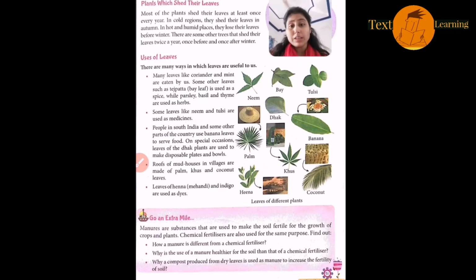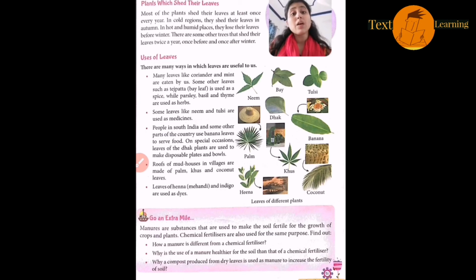For some other leaves such as tejpata, in English we can say bay leaf, is used as a spice, while parsley, basil and thyme are used as herbs. Okay, there are some leaves which we can use as herbs. Now the next point is some leaves like neem and tulsi, we can use these leaves as medicine because they have medicinal values.